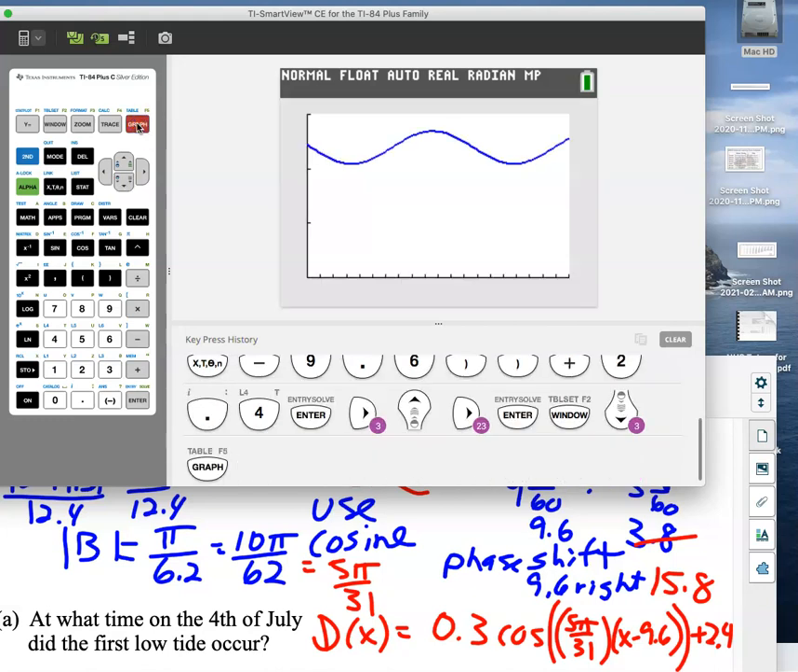Beautiful little cosine. There it is. And you see, got the high up here. So now, we go back to the questions. At what time on the 4th of July did the first low tide occur? Well, there it is right there.